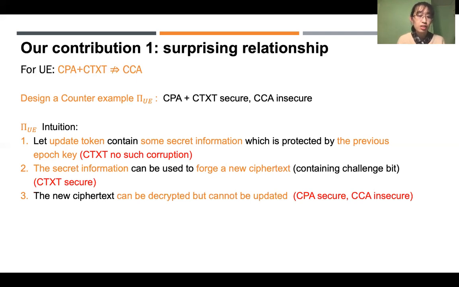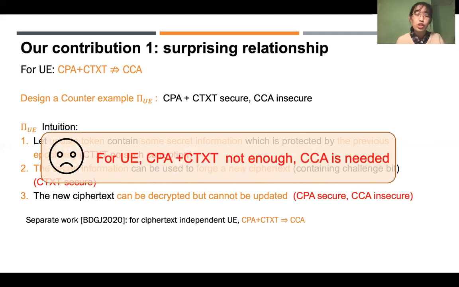The third step is that the new ciphertext can be decrypted but cannot be updated. This ensures that the scheme is CPA secure, because the CPA adversary has no access to the decryption oracle, so the forged new ciphertext is useless for him. But the CCA adversary can query the decryption oracle with this forged new ciphertext to get the challenge bit. So the scheme is not CCA secure. We also noticed that there is a separate work showing that this relationship holds for ciphertext-independent UE. Anyway, we have to say for general UE, CPA indistinguishability plus the ciphertext integrity are not enough. The CCA security is needed.